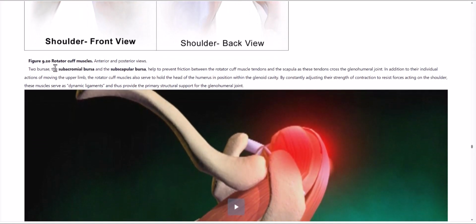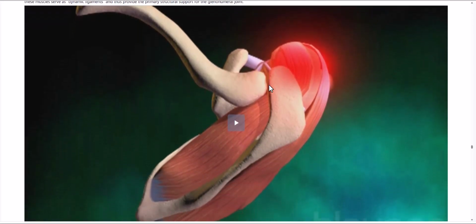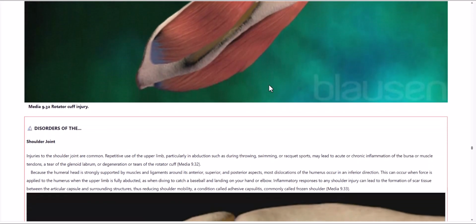We see some bursa. They name themselves: subacromial bursa, must be under the acromion process. Subscapular bursa must be also helping with the scapula, protecting all those tendons that are crisscrossing around the glenohumeral joint.